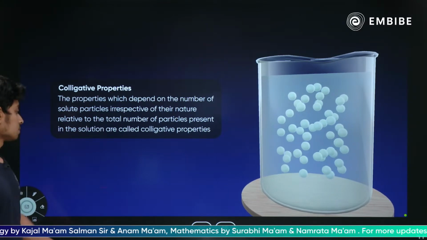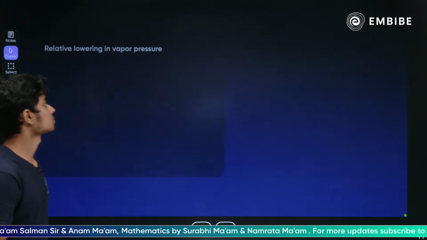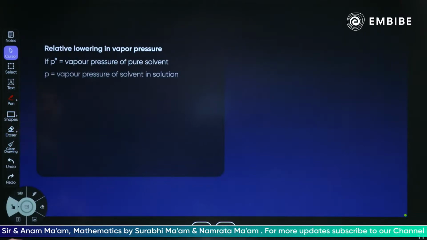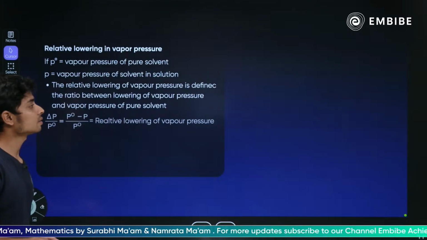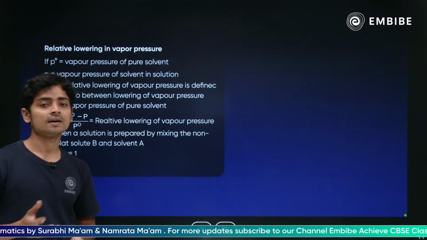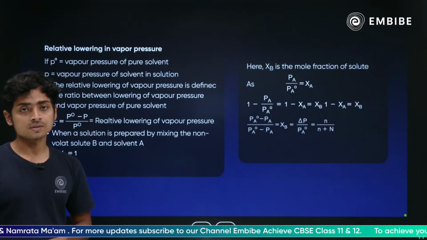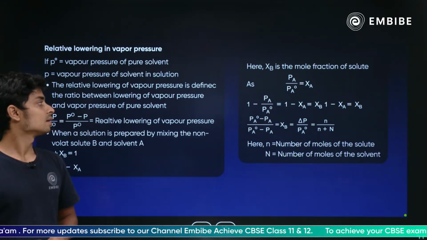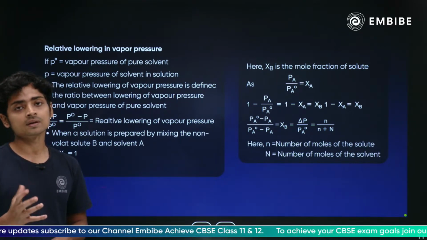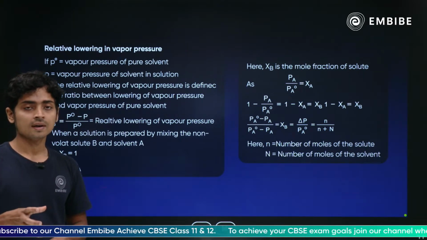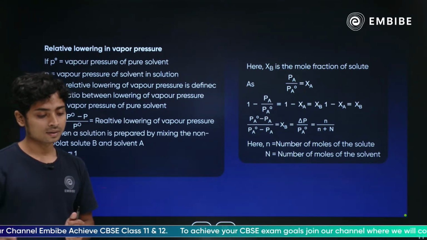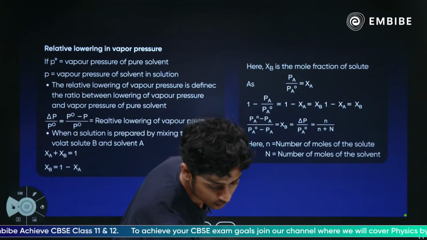So we'll continue. Relative lowering of vapor pressure. This one we have actually learned before. When you add a non-volatile solute, the vapor pressure reduces. Relative means you are having a ratio, a fraction, and somehow it is related to something. That is your relative lowering of vapor pressure.